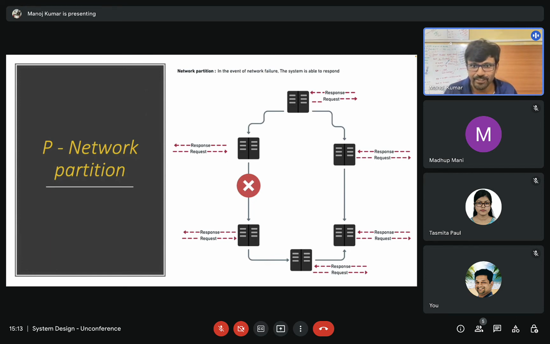So it's like telling the client to keep writing on both sides of the split. Say a partition has occurred between these two, and they're not able to sync the data. But the requests which come here to read and write keep on writing here, and keep on writing here. Once this happens, your linearizability goes off. Your consistency is no more available.